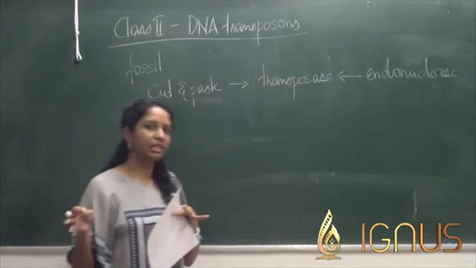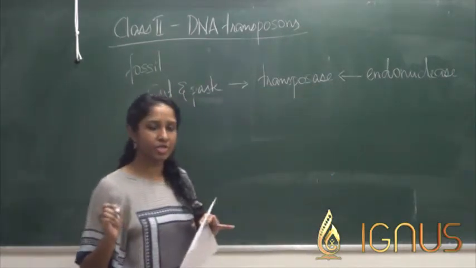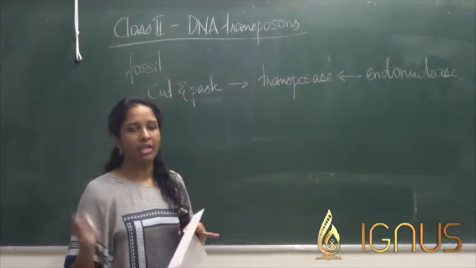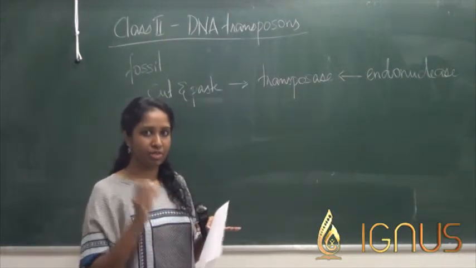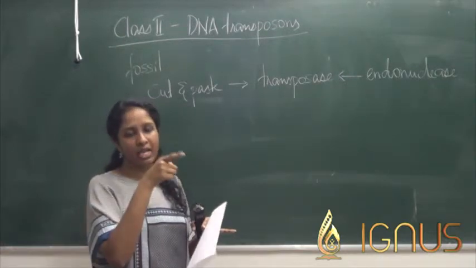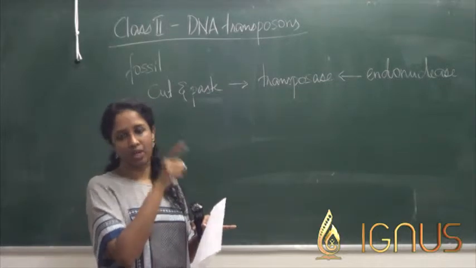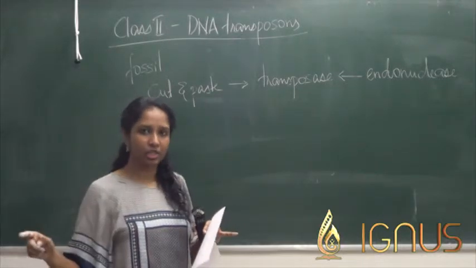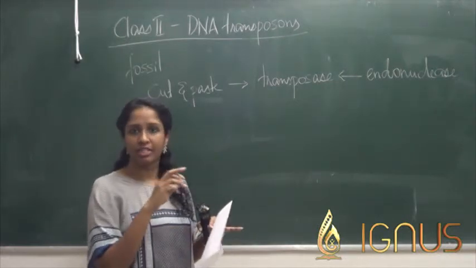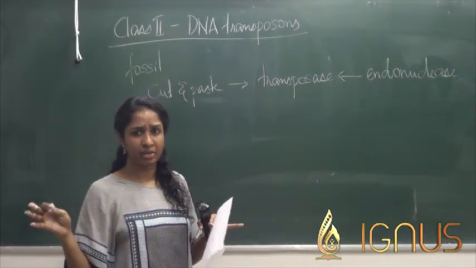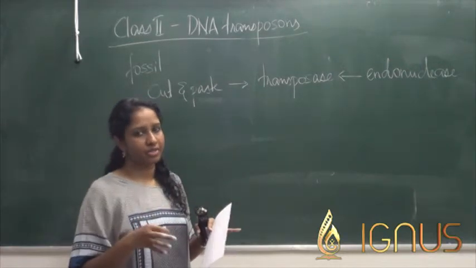And the way the cutting and pasting is done is with the help of the enzyme transposase, which is an endonuclease. Now, endonucleases are enzymes which are going to cut the DNA at a specific location. They're going to make a cut in one location in one of the strands, and then in another location in another strand at the same kind of DNA sequence. So they're not going to cut anywhere and everywhere. They need a specific DNA sequence where they're going to cut it.